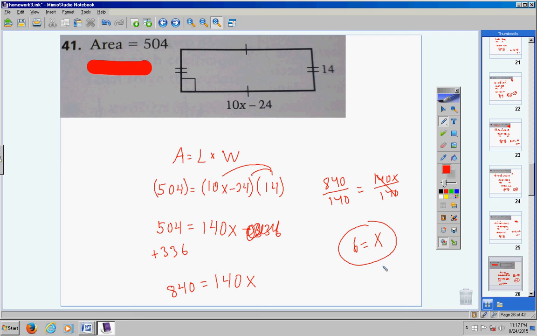So if x is 6, right here where x is, I'm going to make a substitution and put 6. So 10 parentheses 6 minus 24. 10 times 6 is 60. 60 negative 24, which would give us 36. So the width of the rectangle is 14. The length is 36. Alright, let's continue on. And one more problem.